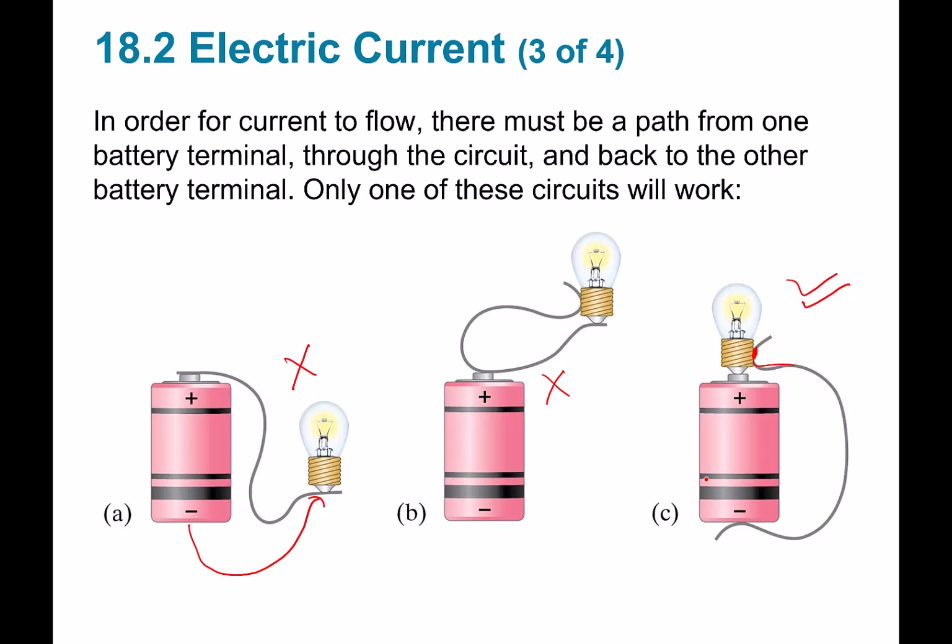So in figure A, there is no closed path for the charge to flow. And in B, there is a closed path, but the wire is not touching the other terminal. So there's no potential difference. We need a potential difference. So it's also wrong. That's why option C is the correct option, where you see that there's a closed path and the battery is connecting the bulb to both the terminals. So this scheme will light the bulb.